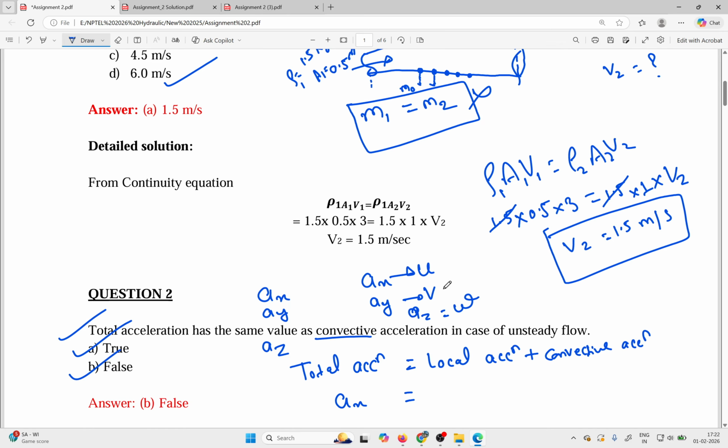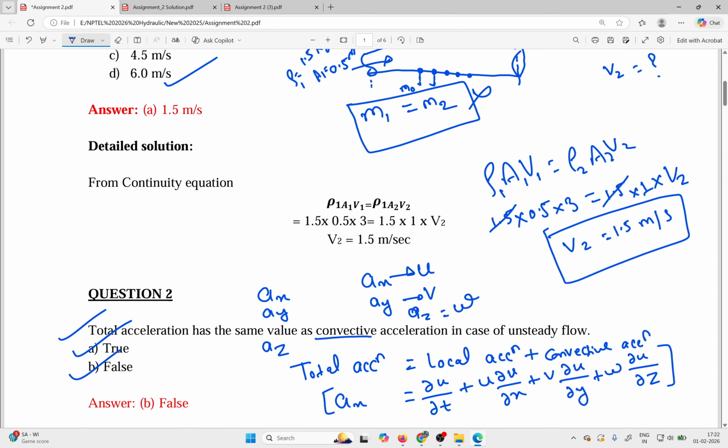If I am talking about the x direction, you will write in terms of u: del u by del t, this is your local acceleration. Now u del u by del x plus v del u by del y plus w del u by del z. So this is the equation.